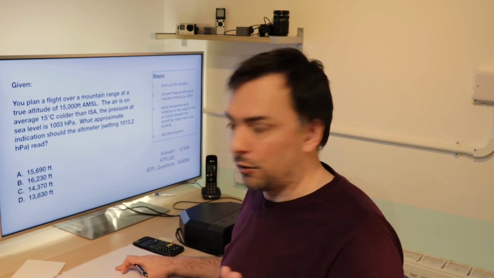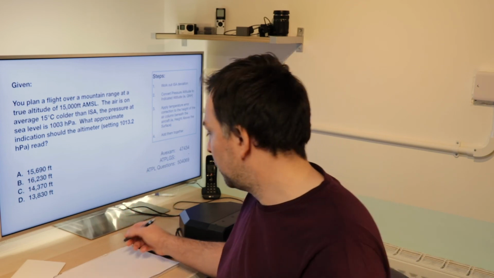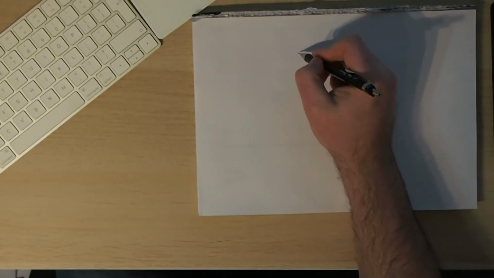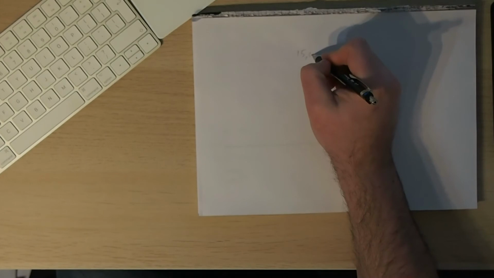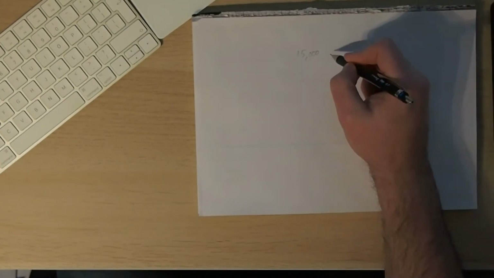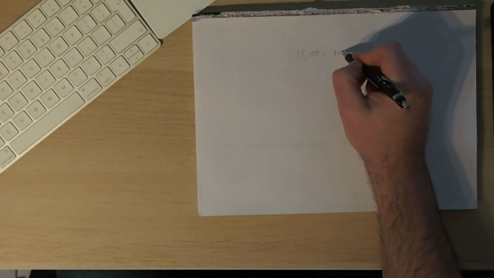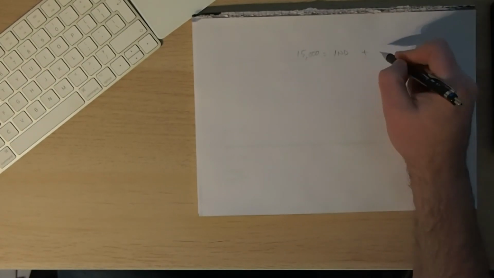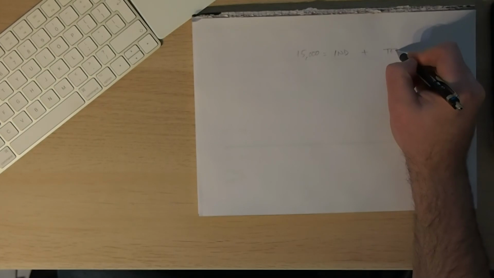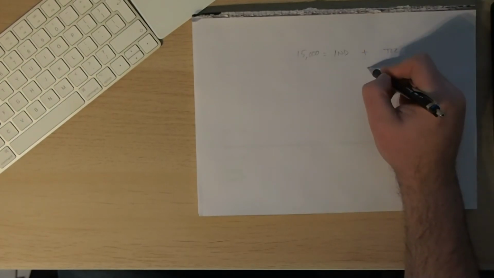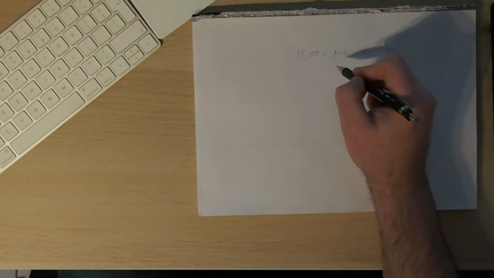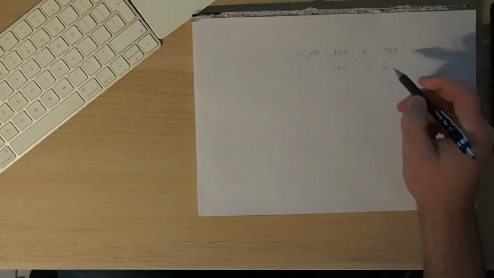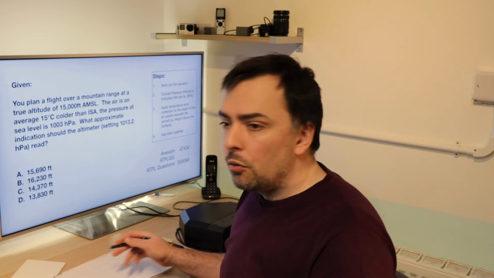If you already know this, great. Otherwise, humour me for a moment. We can set our true altitude formula up because we know we're looking for a true altitude of 15,000 feet. And 15,000 feet will therefore equal our indicated altitude plus our temperature error correction, which in this case is -6%.